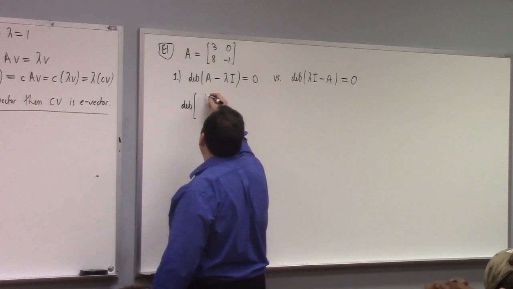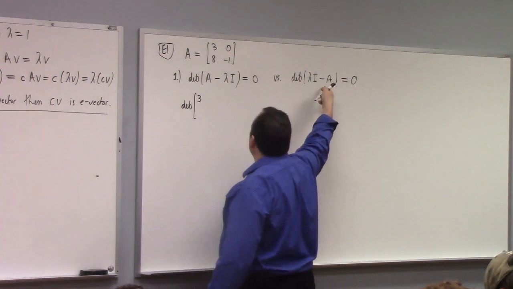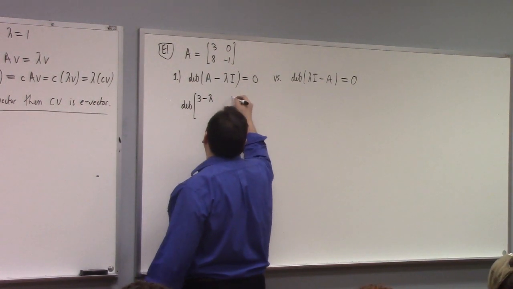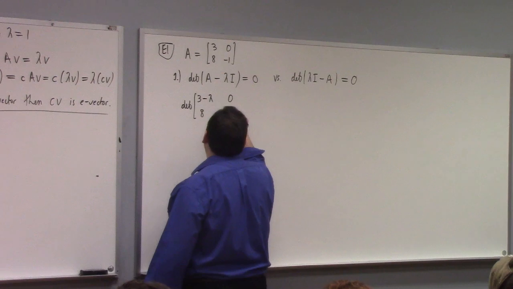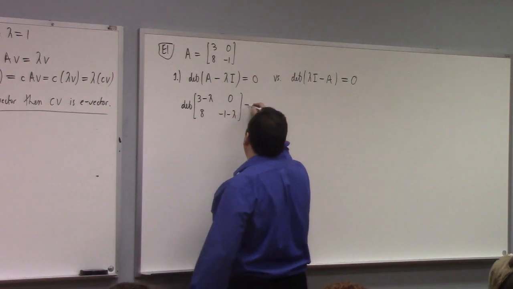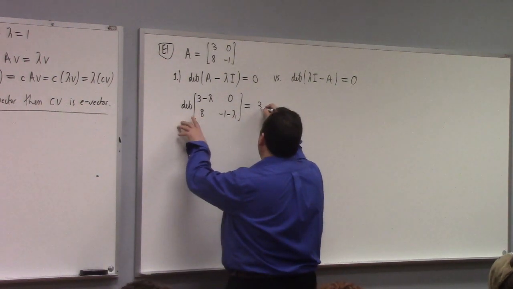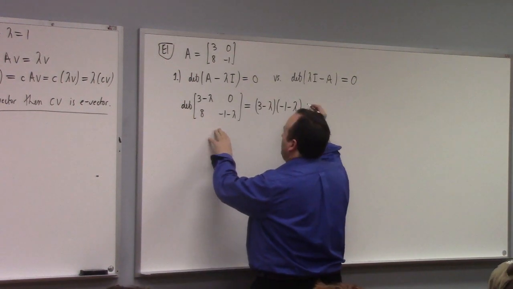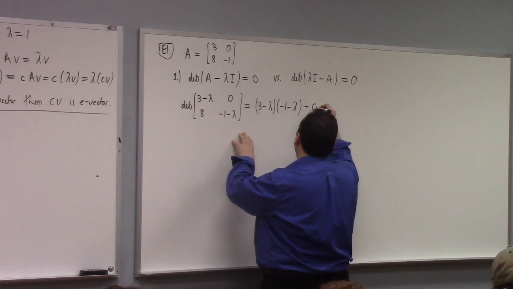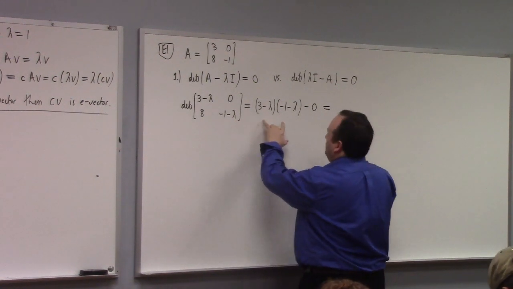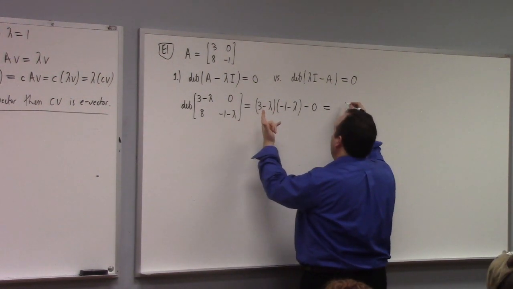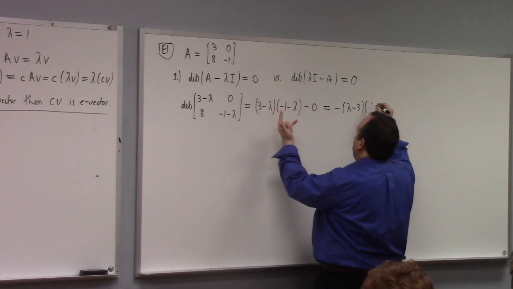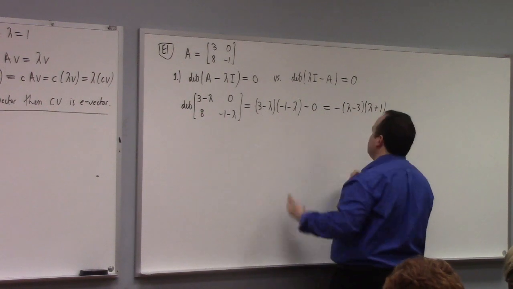Like last class, if you look back on it, you'll notice that I did this last class. But here it goes. 3 minus lambda, 0, 8, minus 1 minus lambda. There's my determinant. Multiply this, we get 3 minus lambda times minus 1 minus lambda, minus 0. Get rid of the minuses, it's just better. This is minus lambda minus 3 times lambda plus 1.